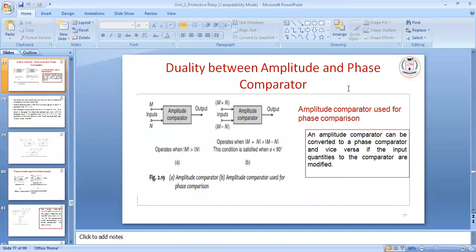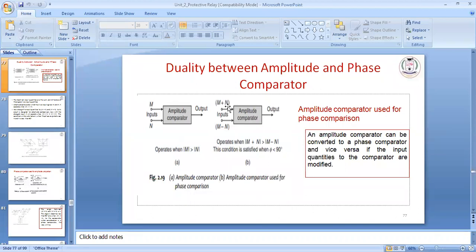Duality between amplitude and phase comparator. Duality means dual operation: two operations can be done by a single comparator. So for my amplitude comparator, instead of m and n, the two quantities we are checking, if I change the input to m plus n and m minus n, this amplitude comparator can be made to work as a phase comparator.